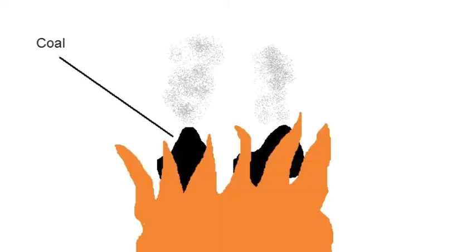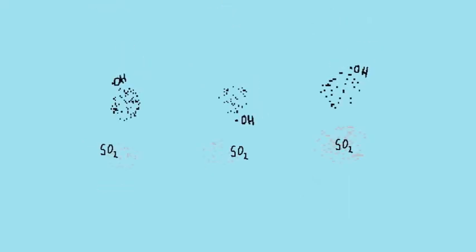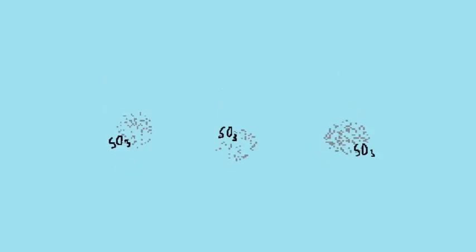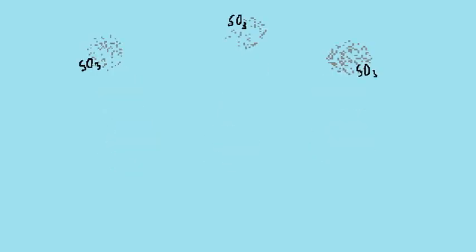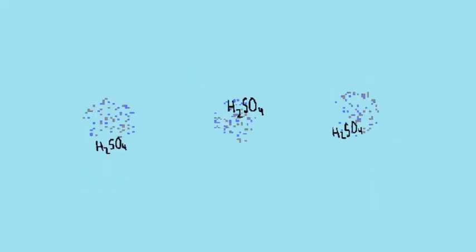Sulfur dioxide is emitted into the atmosphere from coal combustion. During this combustion, sulfur is oxidized to form sulfur dioxide. Sulfur dioxide then rises into the atmosphere and is oxidized again in the presence of hydroxyl radicals to form sulfur trioxide. Sulfur trioxide then reacts with atmospheric water droplets to form sulfuric acid.